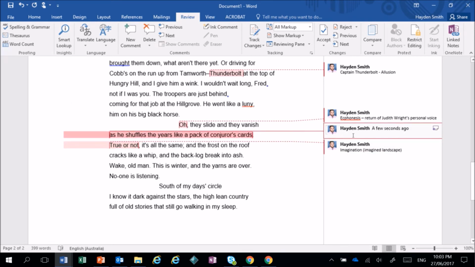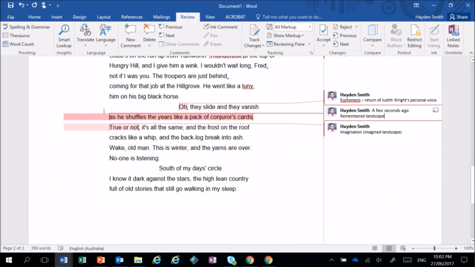So, sorry, I should put up here the remembered landscape. As a summary, I suppose, to old Dan's storytelling, as likened using the simile there of a pack of conjurer's cards, we see his sense of nostalgia and memory, but that following line there, true or not, shows that it's a big part of his sense of imagination, that it's not all the truth of Australia's outback, but it doesn't quite matter. And she acknowledges that too, that true or not, it's all the same.